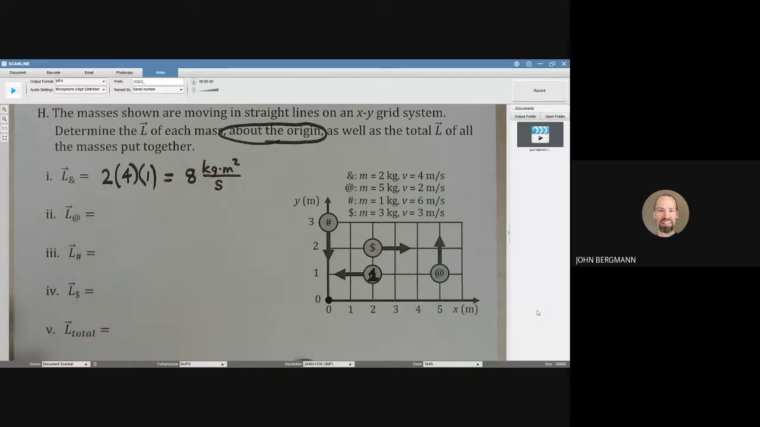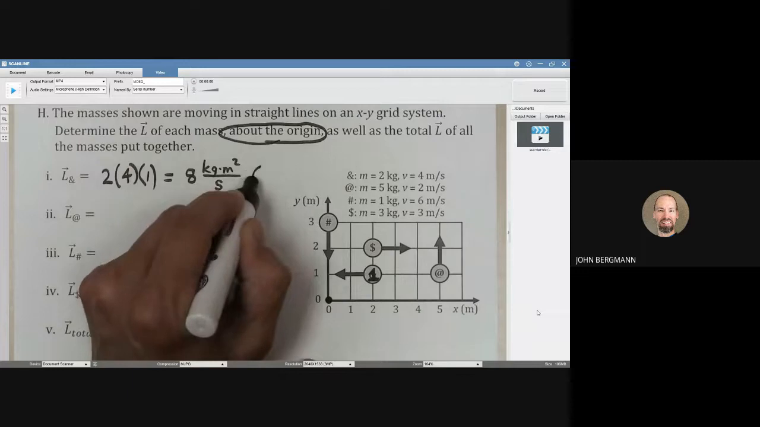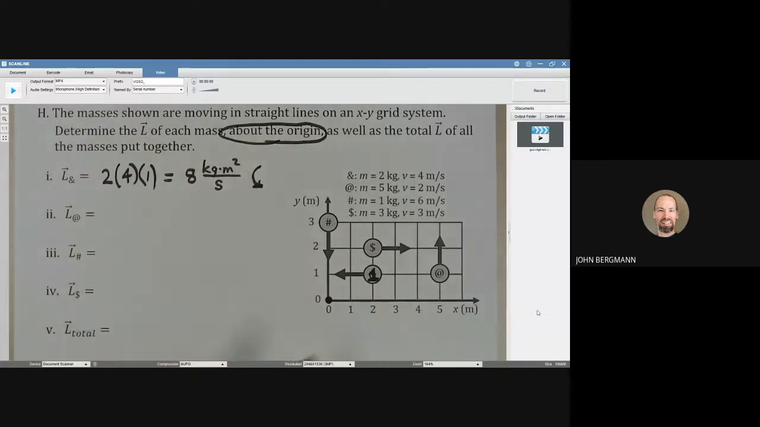And angular momentum has a direction. You can see from the picture here that the direction would be in the counterclockwise direction, kind of like that. Even though this mass isn't moving in a circle, its direction of angular momentum is in the counterclockwise sense.